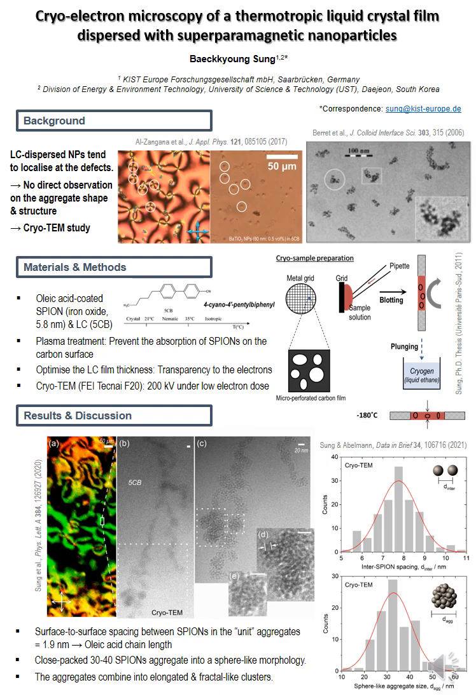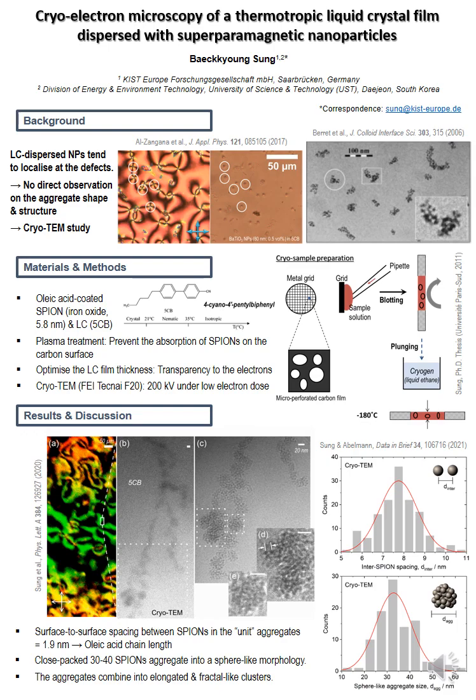What we have done for this was to form vitrified nematic LC films in the microperforated carbon layer of the TEM sample grid. After treating the holey carbon grid with plasma to avoid particle adsorption on the carbon layer, the LC-SPION mixture was loaded on the grid and quickly blotted. The specimen was then directly plunged into a cryogen to finally form a thin vitrified LC film where the SPIONs were trapped.